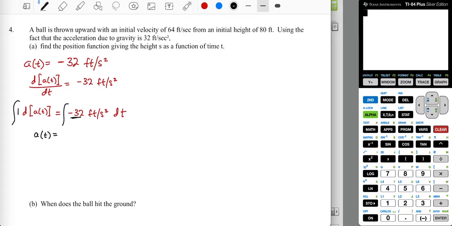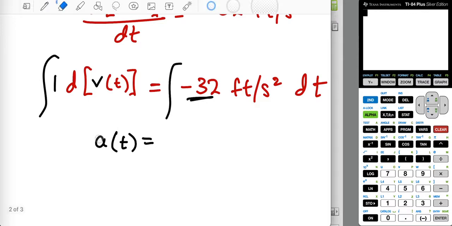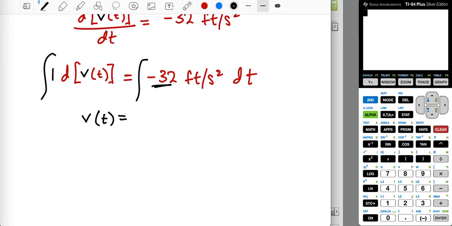All right, so apologies. Can't get out of my own way sometimes. It's a of t is the derivative of velocity. So these should be v's. So the antiderivative of the negative 32 is going to be negative 32t plus some constant c.